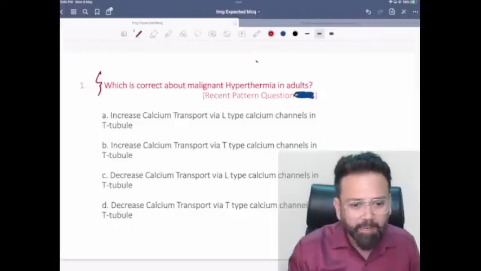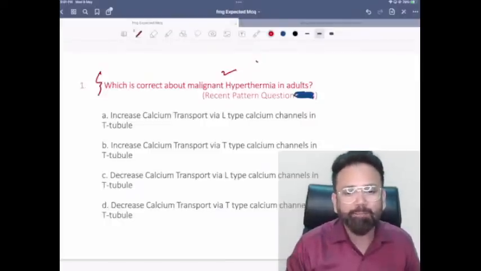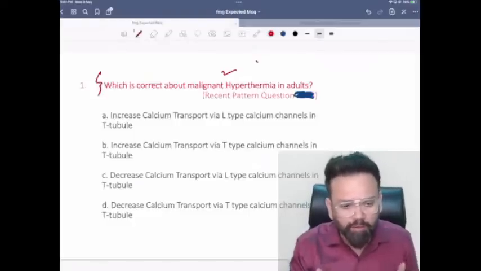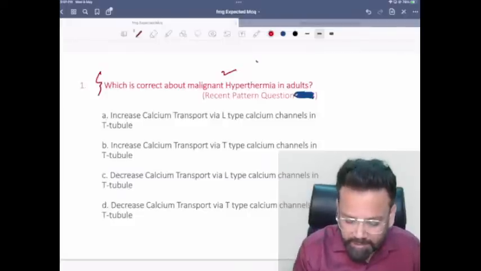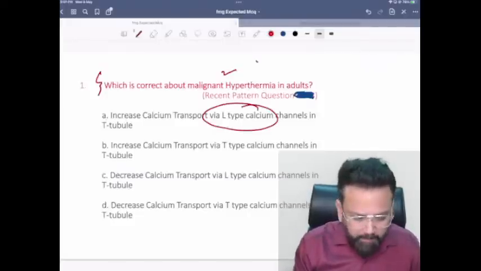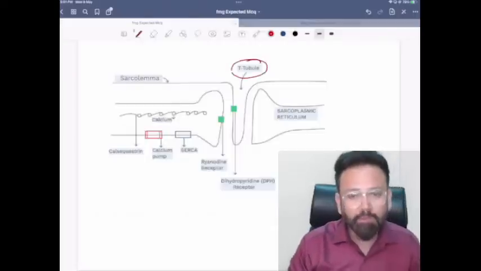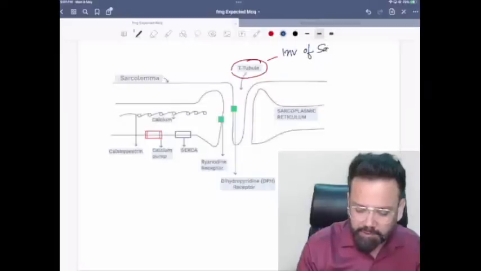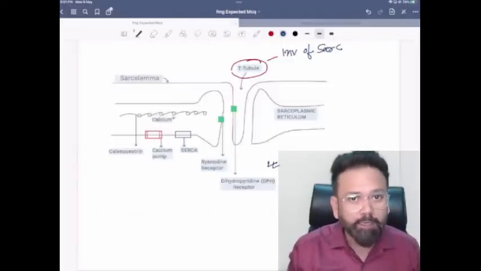Which is correct about malignant hyperthermia in adults? Increased calcium transport via L type calcium, increased calcium transport via T type calcium, decreased calcium via L or T type. Everyone knows that malignant hyperthermia is due to mutation of the ryanodine receptor, which is actually the L type of calcium channel. If you remember, we discussed this in excitation contraction coupling. This is your T tubule. What is this? T tubules are invaginations of the sarcolemma. And they have which receptor, doctor? They have the dihydropyridine receptor or DHPR.